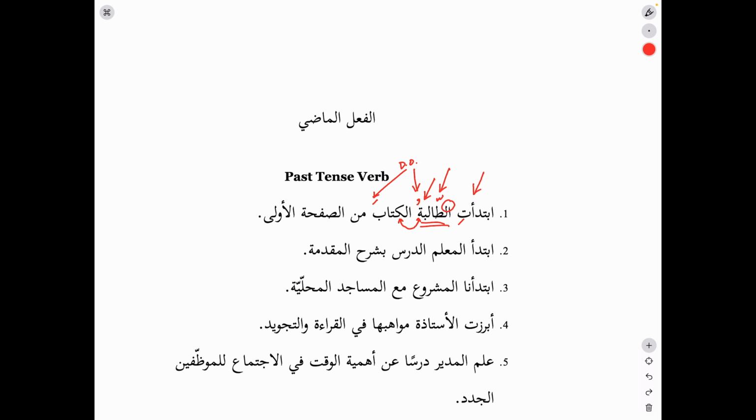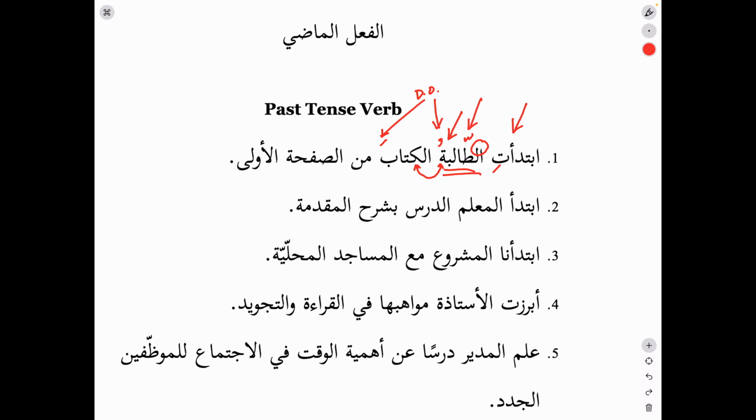And then the rest of the sentence is as we have conventionally read it, which is what? Min as-safhatil ula. The last thing just to comment on here, al-ula is mu'annath of awwal. So awwal is first, masculine, and ula is the feminine. Okay, so let's now go to number 2.